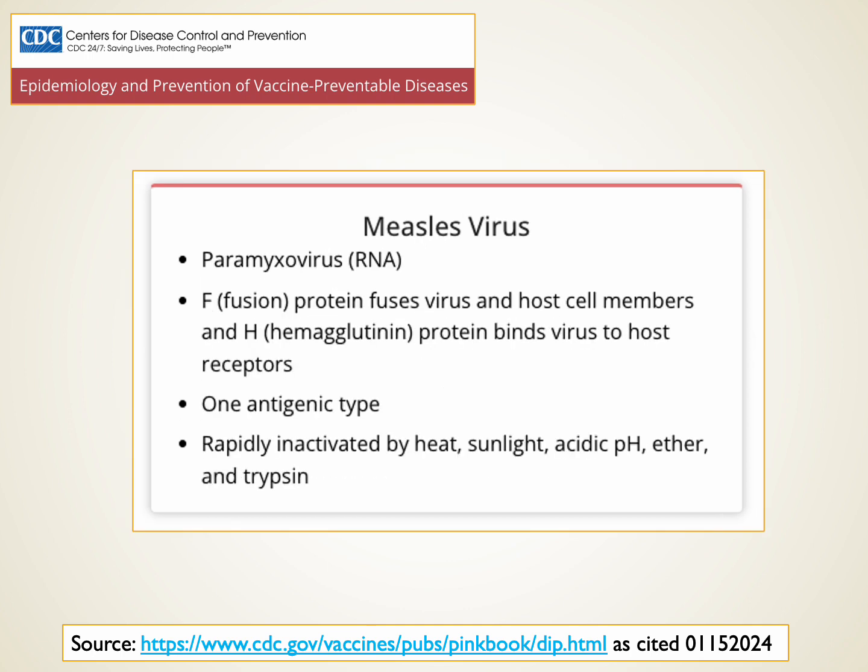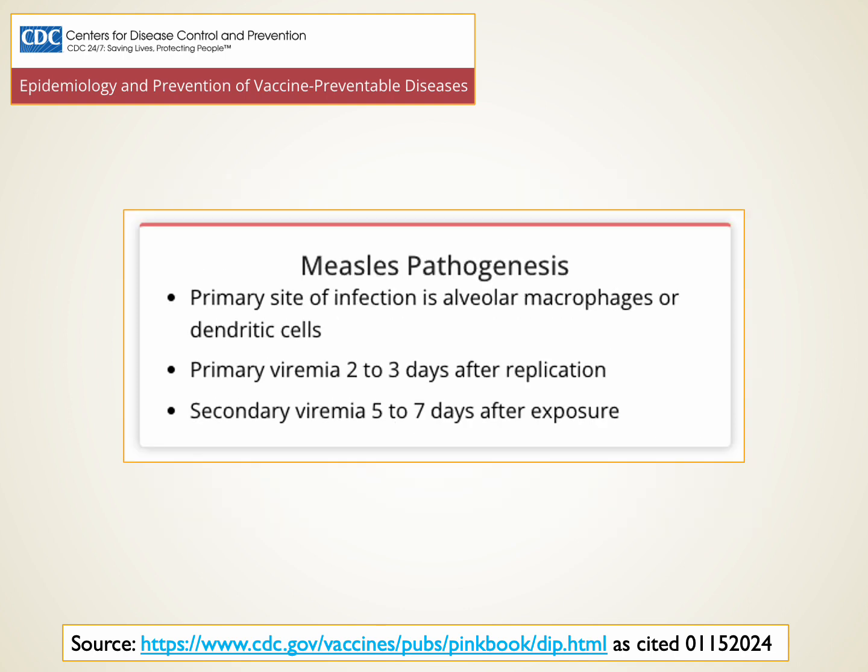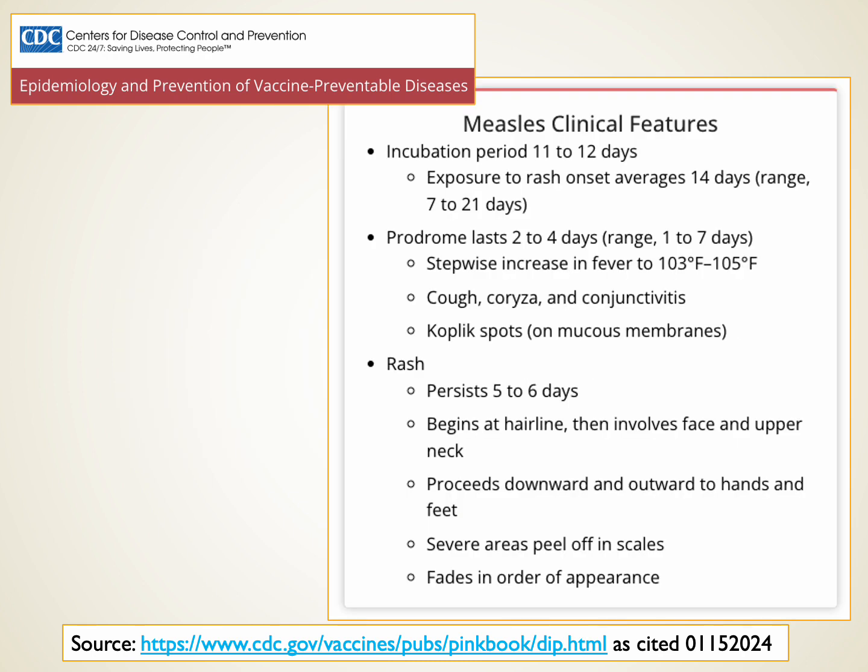The virus itself is an RNA virus. It has one antigenic type. Its pathogenesis, its primary site of infection, are macrophages or dendritic cells. It produces a viremia. That's a pretty robust one within the first 2 or 3 days after replication, and a second one after 5 to 7 days after exposure.